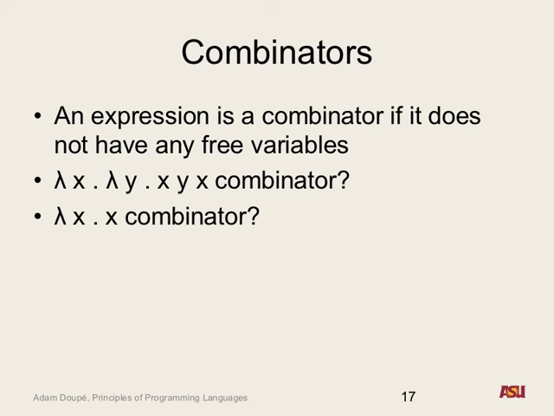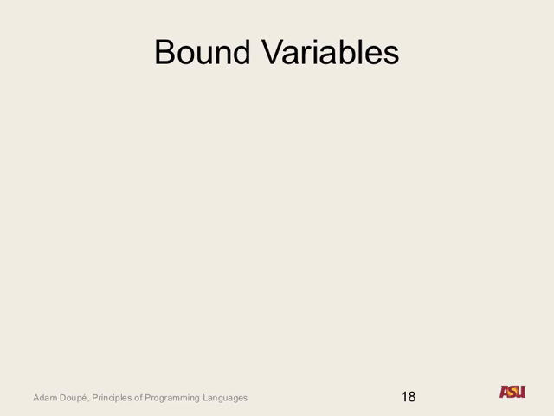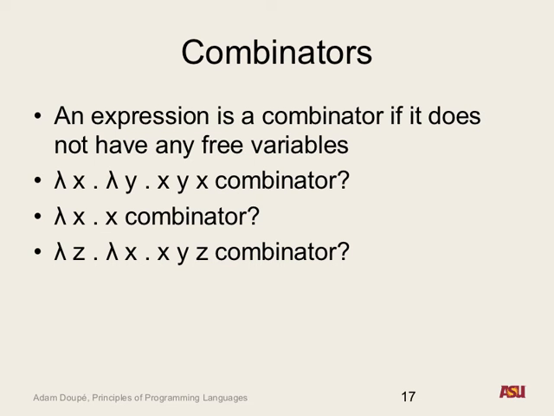Lambda x dot x? Yes. Lambda z dot lambda x dot x, y, z? No. No, why not? It has a y. The fact that it has a y is? It has a y that doesn't have a binding. Yeah, because it's a y that doesn't have a binding. Okay, cool. So this is another thing we're defining, so we're building up some definitions of things. We're going to see, actually, combinators play a very important factor.